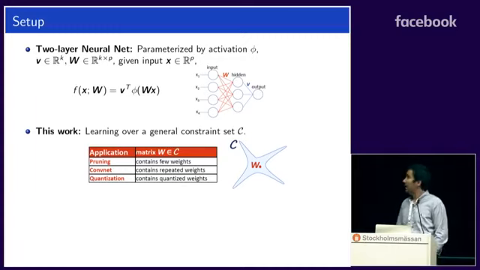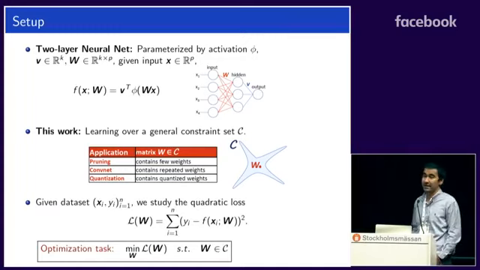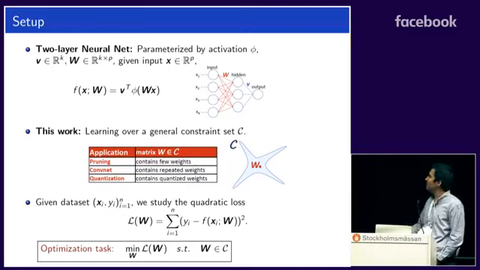To move into the theoretical part, we will study a regression problem. We assume we have a data set of size n, and we will try to fit a least squares loss to this data set. Our optimization task will be minimizing that loss with the caveat that I want to do this minimization over some constraint set C. So let me describe our contributions before moving further towards theory.